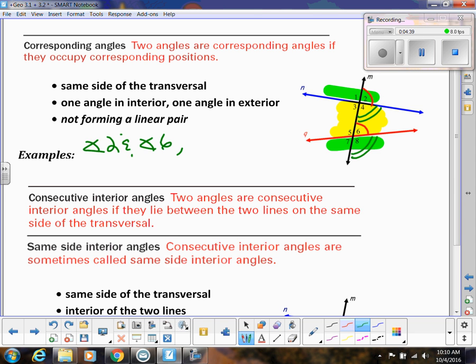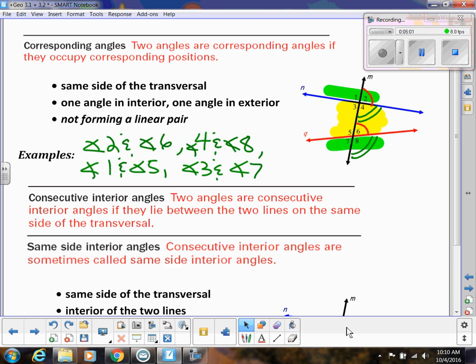So let's write, I said 2 and 6, and then 4 and 8. And then on the opposite side, we could have 2 more pairs. So angle 1 and angle 5, and then another pair would be angle 3 and angle 7. So those are all what we consider corresponding angles.